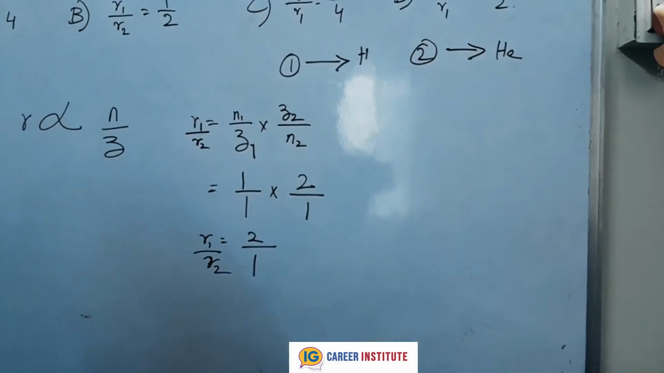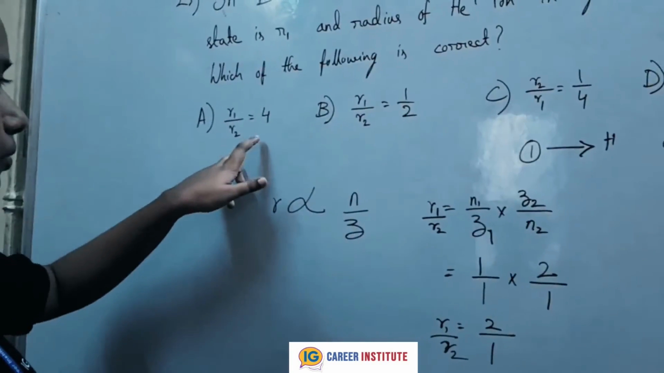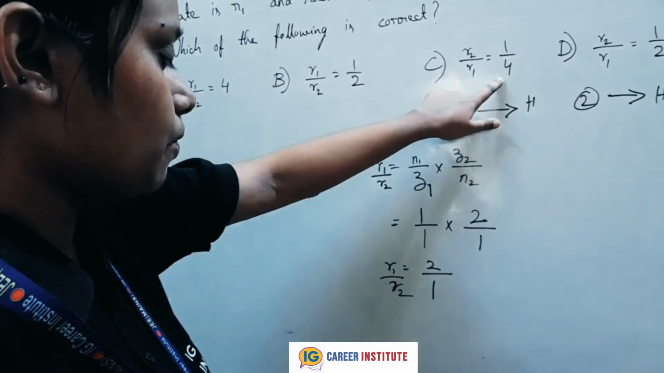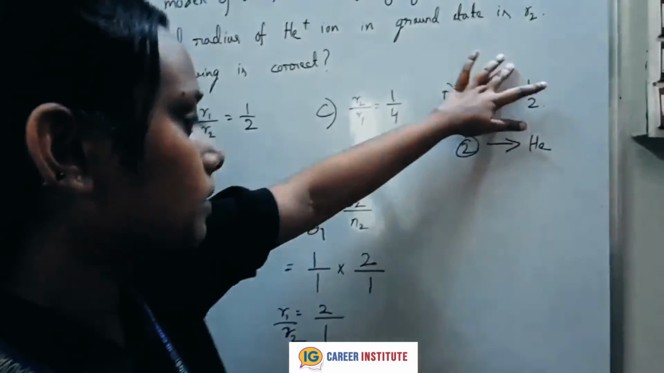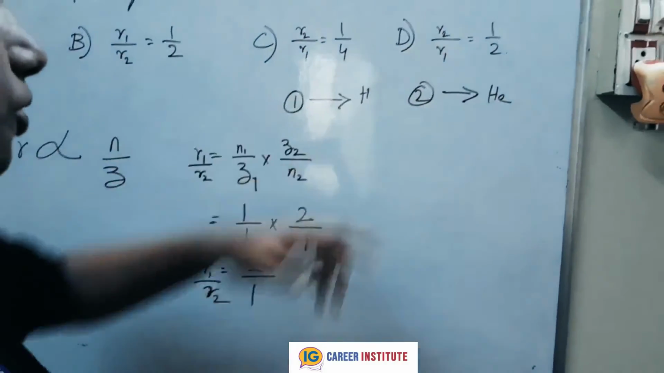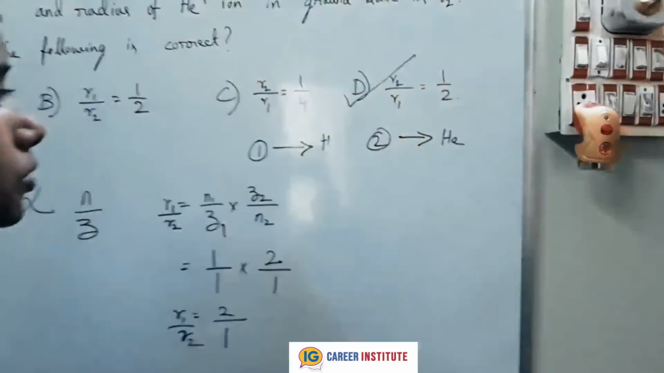Now here the options are given: R1 by R2, 4; R1 by R2, 1 by 2; R2 by R1, 1 by 4; and R2 by R1, 1 by 2. So basically the reciprocal of our answer is given in option D. So this is the correct option.